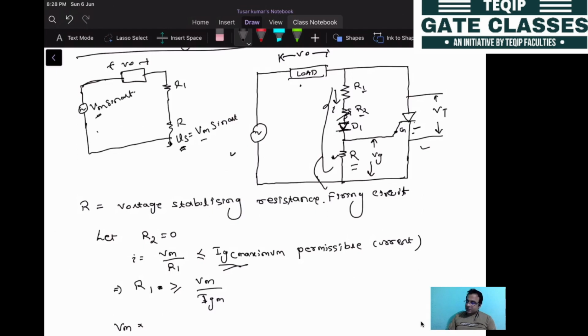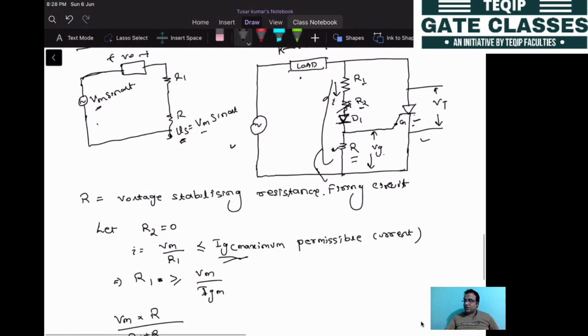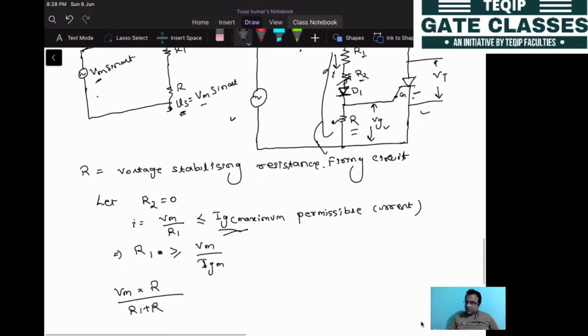So this maximum voltage you can take, it will become Vm into, applying potential division, Vm into R divided by R1 plus R. That is the voltage across the gate. So that must be less than or equal to VGM. What is this VGM? That is the maximum permissible voltage across the gate terminal.